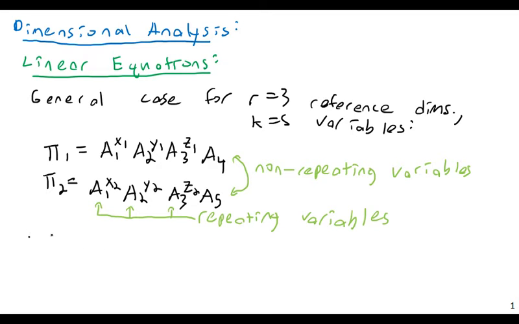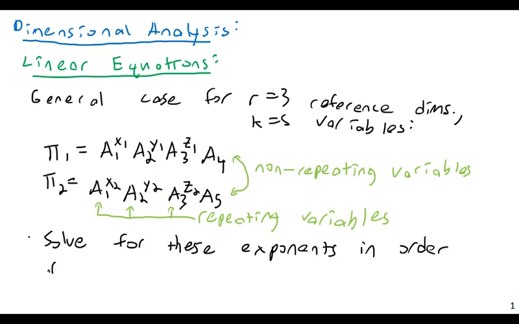So again, we need to solve for these exponents, x1, y1, z1, etc. We need to solve for these exponents in order for the units to cancel out. All right, so I'm going to again work through the previous example, and we'll see how that works together.